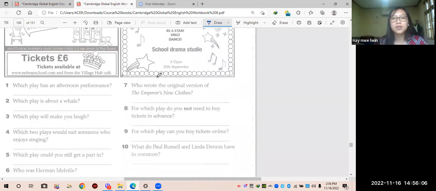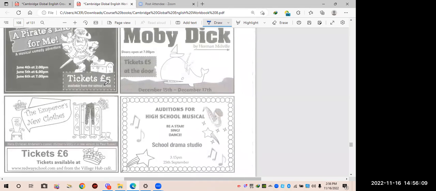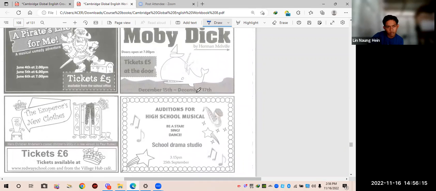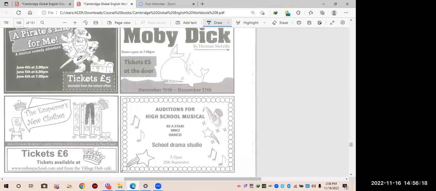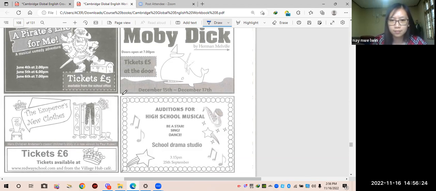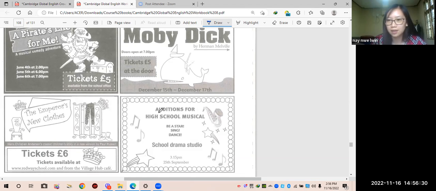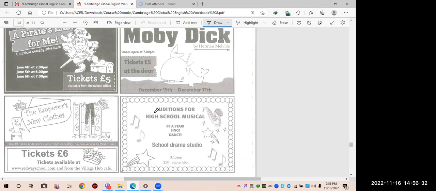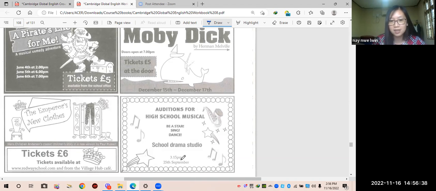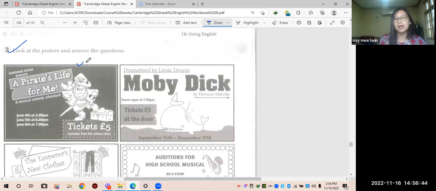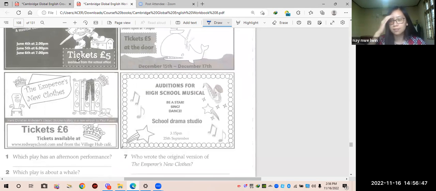So number 1, which play has an afternoon performance? It's too hard. The Pirate and the School Drama Studio both have afternoon sections, because 3:15 p.m. is afternoon. But that is still the audition, it is not a play. But under another question, it is considered as a play. So yes, number 1, the pirate slide will be the only answer.